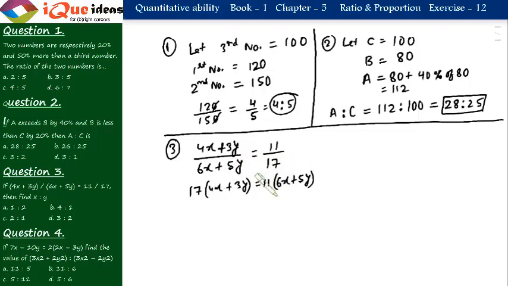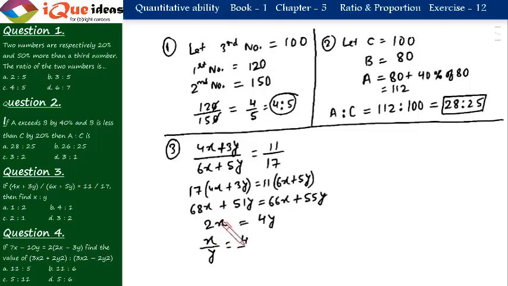If you open the bracket, 17 times 4 is 68x plus 17 into 3 is 51y is equal to 11 into 6, that is 66x plus 11 into 5 is 55y. Bring all the x's on the same side. So 68x minus 66x will become 2x equal to 51y goes to the other side, so 55y minus 51y becomes 4y. So x upon y will be equal to 4 upon 2, that is 2 upon 1.